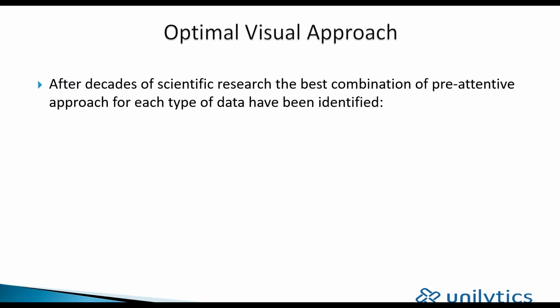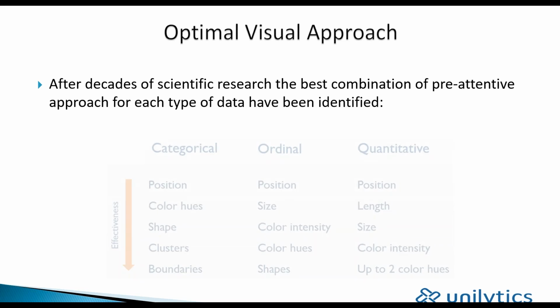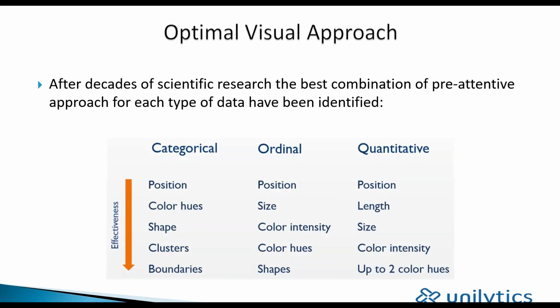All right, so now we need to put those two things together. So we have the visual features that you can use. We know what the types of data are. So the final information that you need is how to combine those. So this table right here shows you the most effective way, based on empirical science and research, how to apply the visual features based on the type of data that you're working with. The most effective visual feature is listed at the top, and they decrease in effectiveness as you go down.